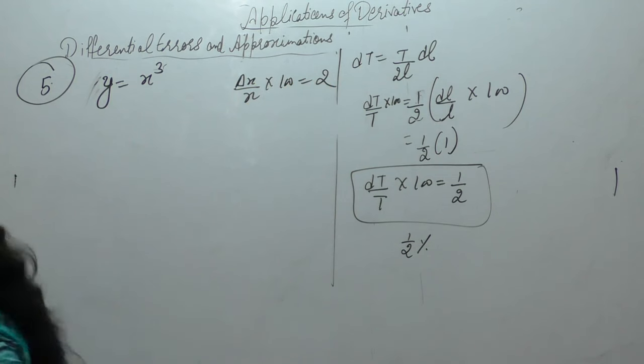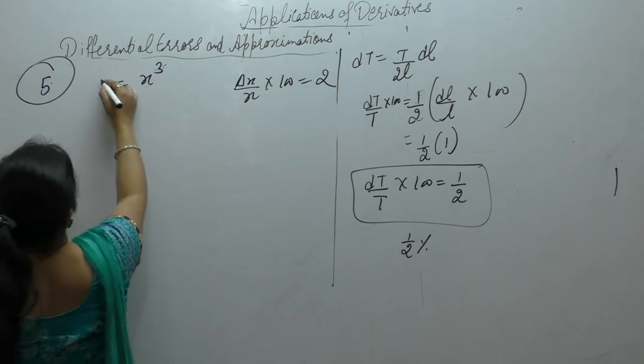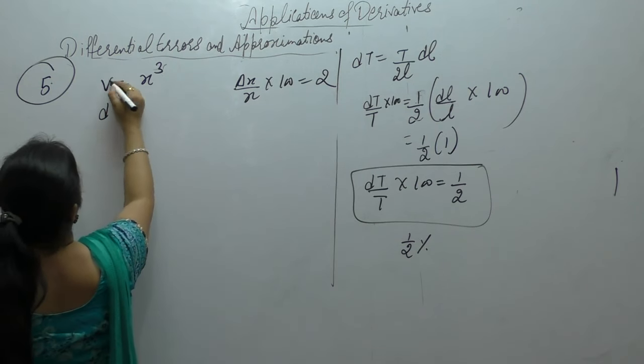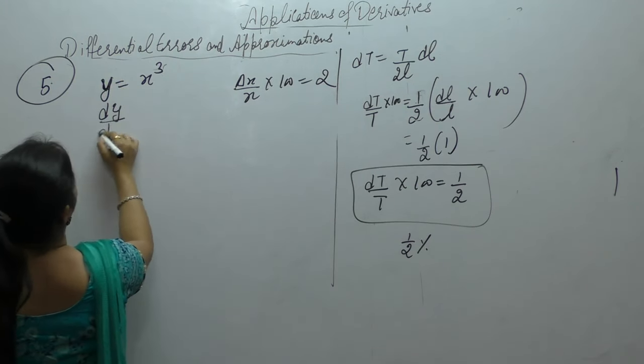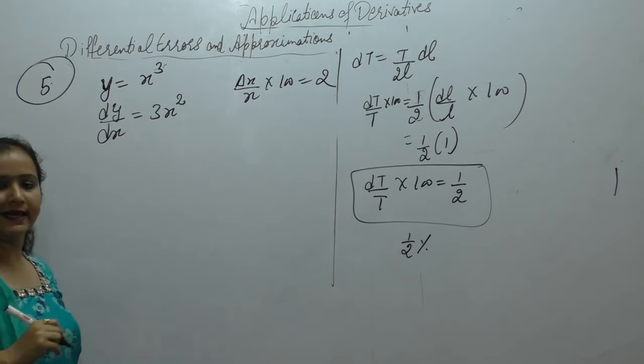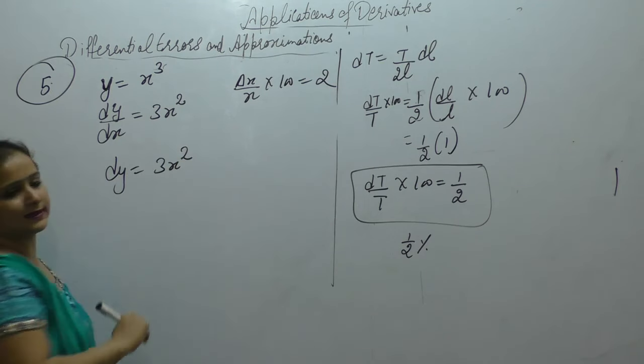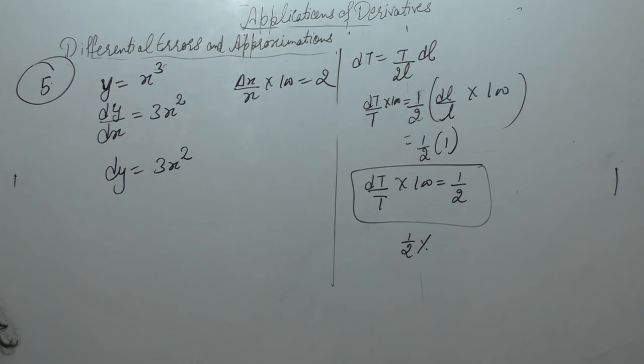Now differentiate. What do we get? Volume we can write as y. So dy upon dx is 3x square. This is what we have.